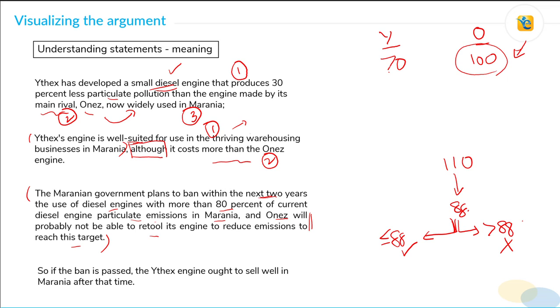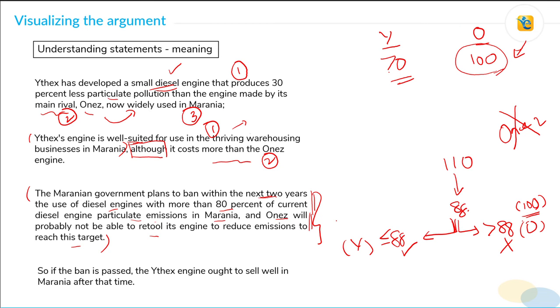The Ythex engine has a pollution parameter of 70, which is less than 88. So the Ythex engine will be allowed to operate. And the Onsus engine, as it stands now, causes a pollution of 100 units, which is greater than 88. The Onsus engine will not be allowed to operate. That's what you should take away from this sentence. And we are also given that Onsus will probably not be able to retool its engine to reduce emissions so as to reach this target. In other words, the Onsus engine is currently stuck at 100. They are not going to be able to retool the engine to make sure that this comes below 88. Or in other words, it's pretty much guaranteed that the Onsus engine is going to get banned. That is the core implication of the sentence.